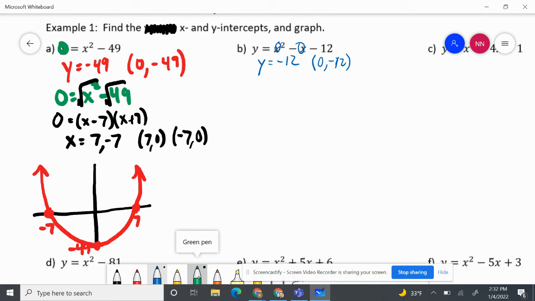My x-intercept is always a little bit more difficult. What I'm going to do is plug in a 0 for the y. And so I get 0 equals x squared minus x minus 12. Just like the last one, I'm going to factor.